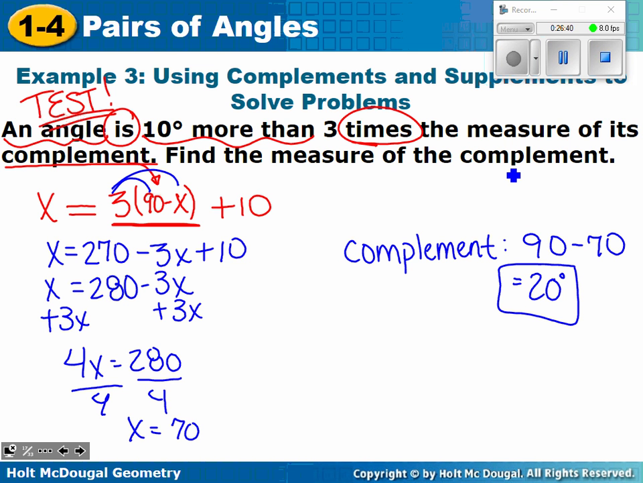X plus 3x plus 10 should equal 90. Now we get 4x plus 10 equals 90. Subtract 10. 4x equals 80. And divide by 4 and we get x is 20. And that's our answer because we called what we were looking for, the complement, x. So one angle is 10 more than 3 times the other angle, which is the complement. So this was the complement in our picture.